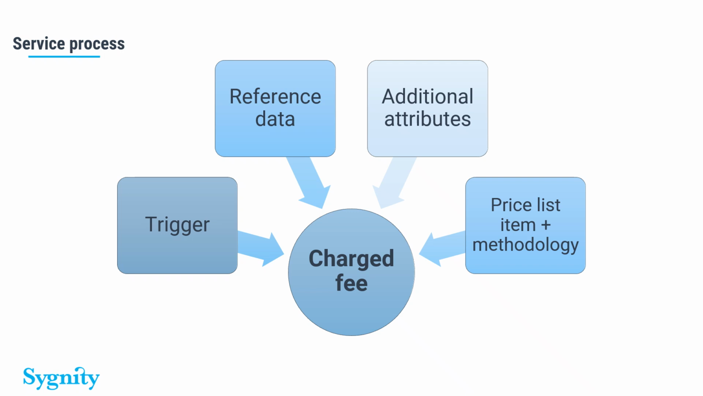To calculate a fee, the system needs a trigger, which we call an event. That trigger initiates the fee collection. If we receive it, we collect the reference data and attributes loaded into the system. We search for the appropriate price list, the methodology, and calculate the rate.